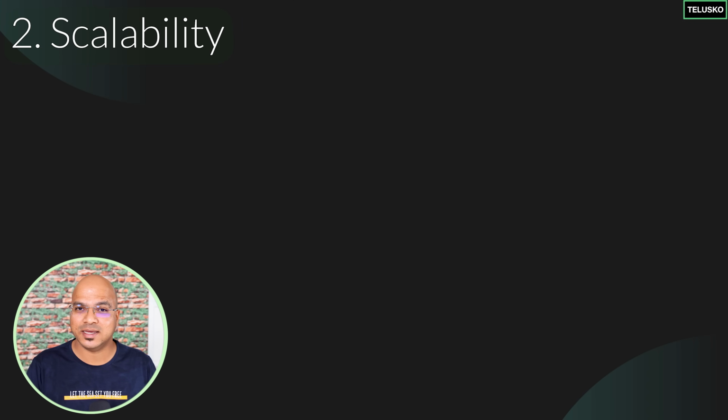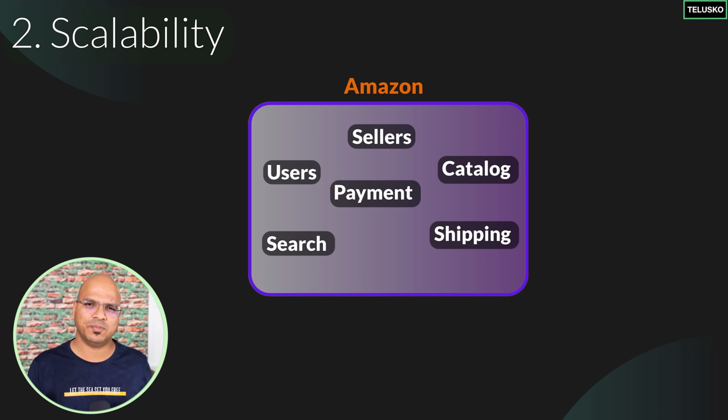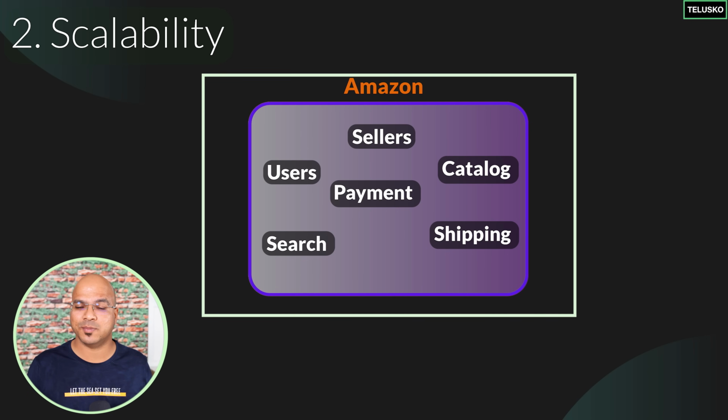The second one is scalability. Let's say we talk about Amazon itself. In fact, we can take this example, or we can take this concept for multiple examples, multiple domains.